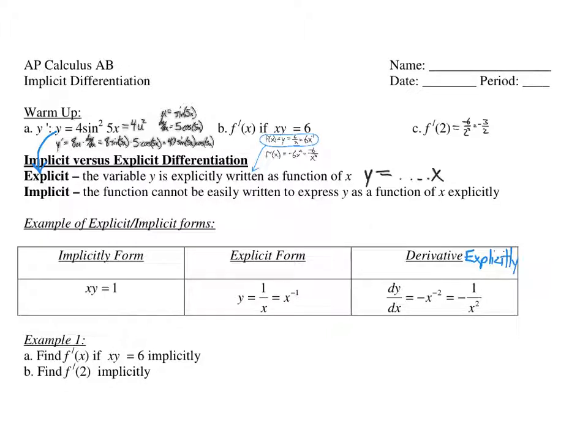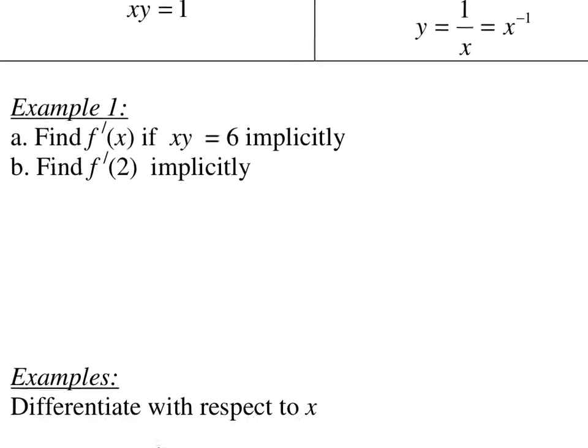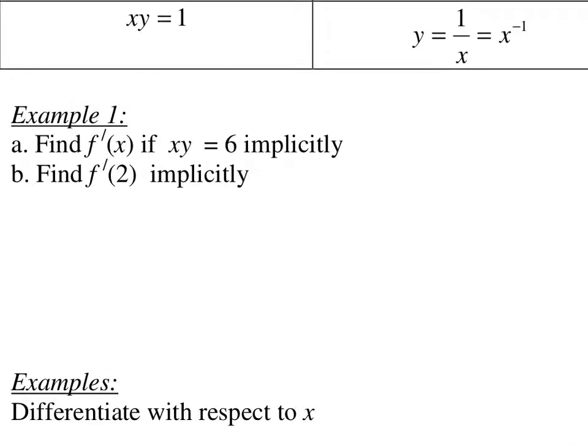However, I want to take a look at an example like this where we could figure out the answer explicitly, but look at what's known as implicit differentiation. And that's what we're going to do here with xy equals 6. So just like the one that we had above, xy equals 1, we could rewrite this as y equals 6x to the negative 1.